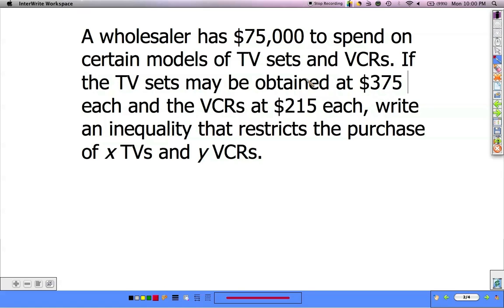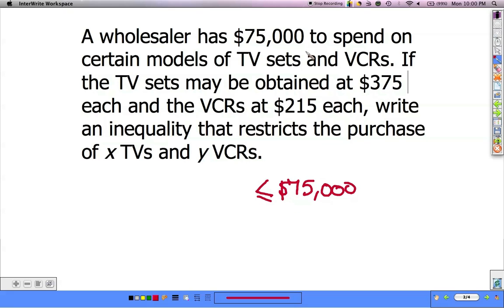So let's see. A wholesaler has $75,000 to spend on certain models of TV sets and VCRs. So a person who owns a store has $75,000 to buy these things, which means they can spend $75,000, or they can spend less than $75,000, right? So the money they can spend is going to be less than or equal to $75,000. They can't spend any more than that.